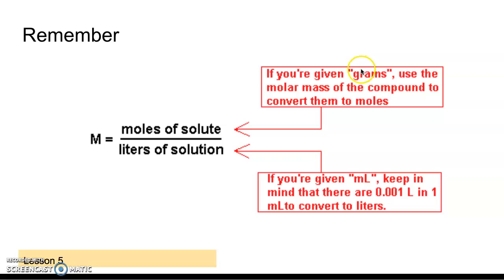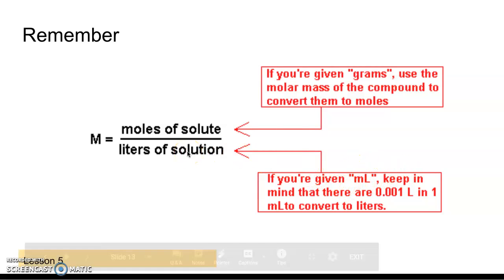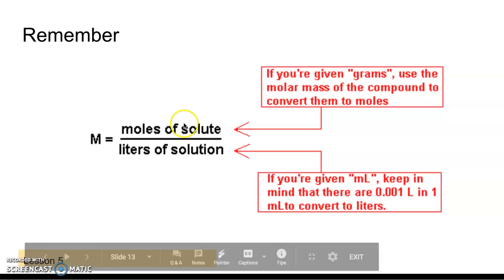If you're given grams, you need to use the molar mass from the periodic table to convert to moles before you plug it in here. Also, if you're given mLs, you need to convert to liters before plugging it in here. Remember, there are 1000 mLs in a liter, or 0.001 liters in an mL, so you need to do those conversions before you plug it into this equation.